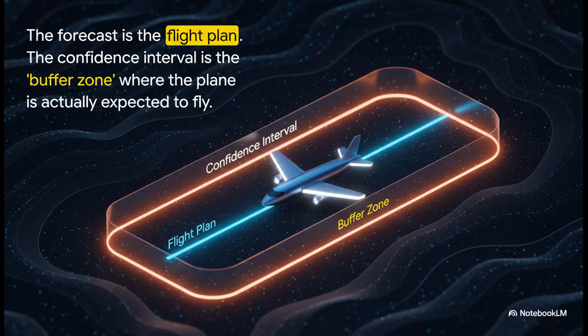To figure that out, let's use the flight path analogy. That 15,000 unit forecast? That's the perfect flight plan, drawn as a single neat line on a map. But we all know that's not how planes actually fly. There's turbulence, there's wind. The confidence interval, which we get from another amazing function, FORECAST.ETS.CONFINT, is the buffer zone. It's not the single line, it's the entire wide corridor in the sky where the plane is realistically expected to be. It gives us a best case and a worst case scenario around our forecast.